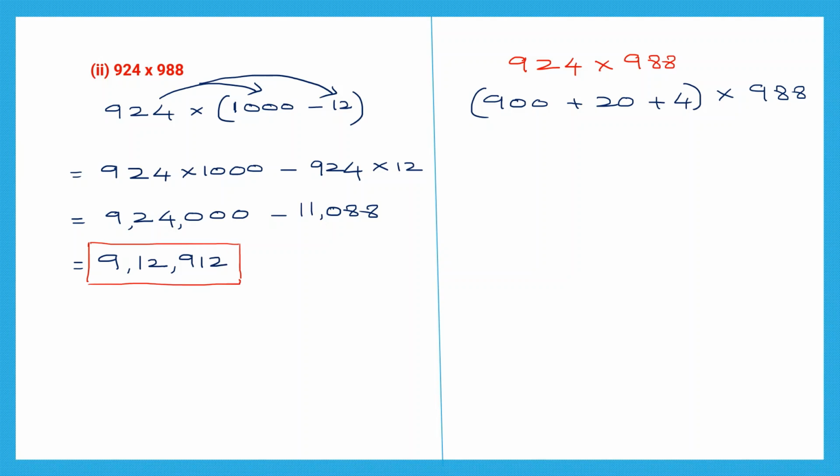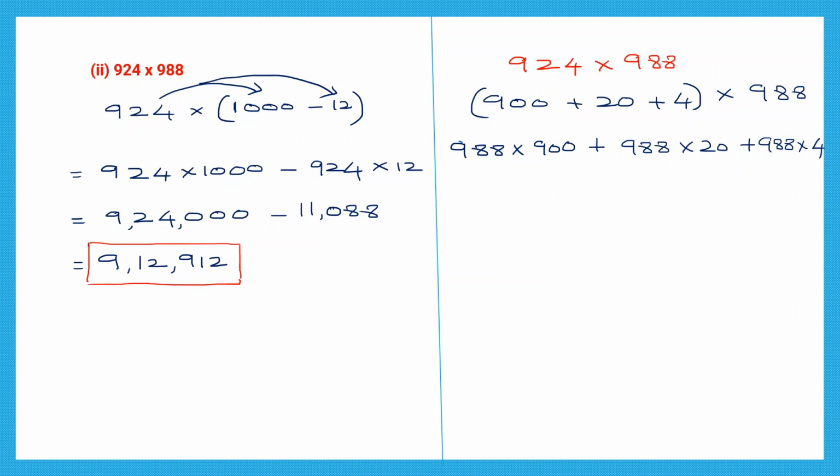But now we have expanded this. So let's begin by multiplying 988 into 900. So that is 988 into 900. That's the first thing. Then we write plus and then we do 988 into the next number, which is 20, plus then we write 988 into the next number, which is 4. So we've covered all three numbers here.